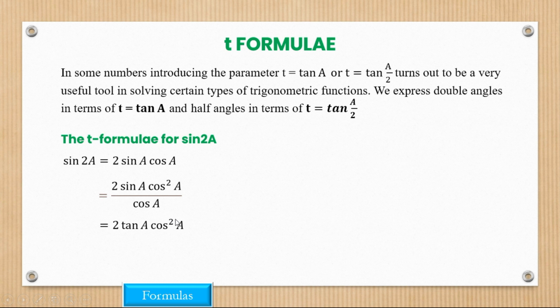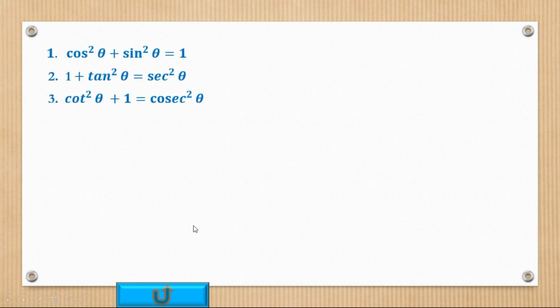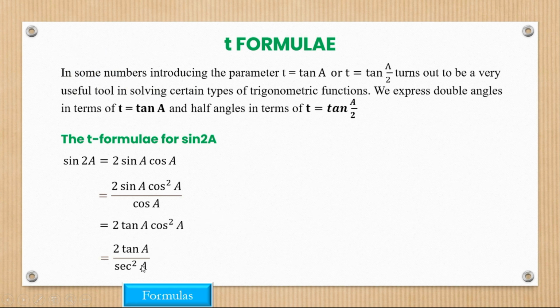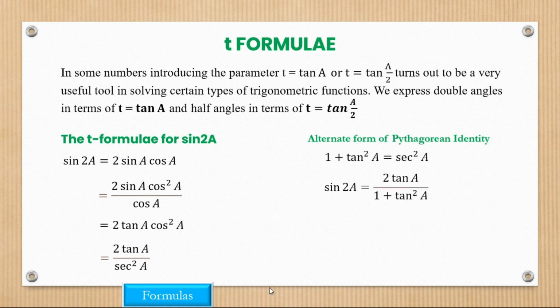Now there is a way of expressing cos squared a in terms of tan, but first it must be expressed as sec. We know that cos squared a is equal to 1 over sec squared a. So we can have 2 tan a being equal to that. Let's first look at our formulas. Remember that from our formulas we actually have 1 plus tan squared a being equal to sec squared a. So we can express it in that format, as 1 plus tan squared a. So we now have 2 tan a over 1 plus tan squared a.